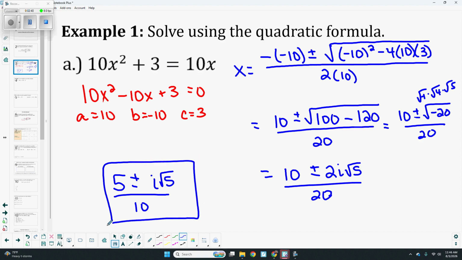And just like when we were solving by square roots, we can separate this and say 5 plus i root 5 over 10, 5 minus i root 5 over 10. We could also keep it all together like this.